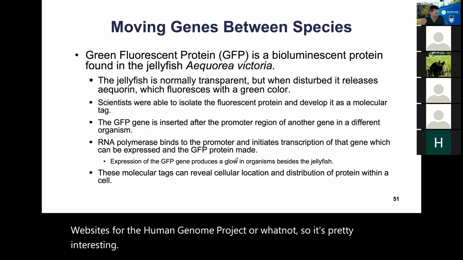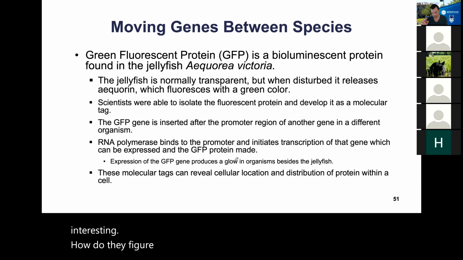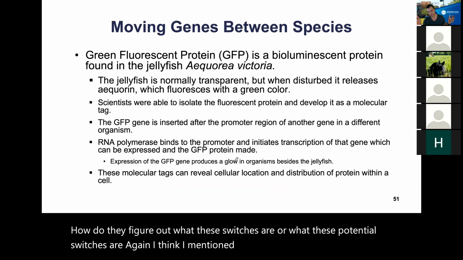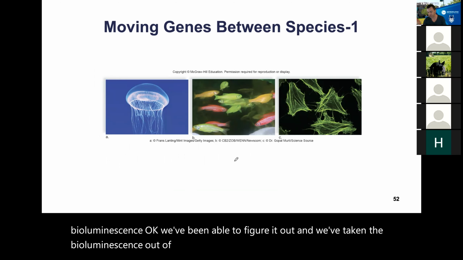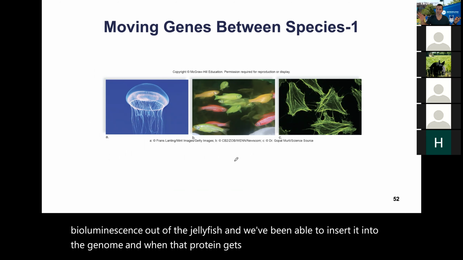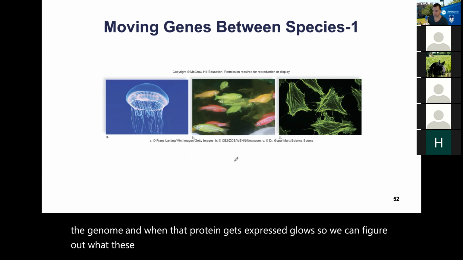How do they figure out what these switches are or what these potential switches are? Again, I think I mentioned this last time. They will tag it with bioluminescence. We've taken the bioluminescence out of the jellyfish and we've been able to insert it into the genome. And when that protein gets expressed, it glows. So we can figure out what these genes are potentially doing by just tagging them with this bioluminescence.